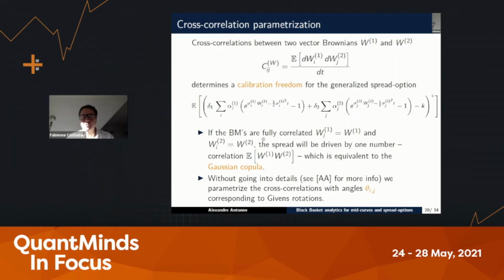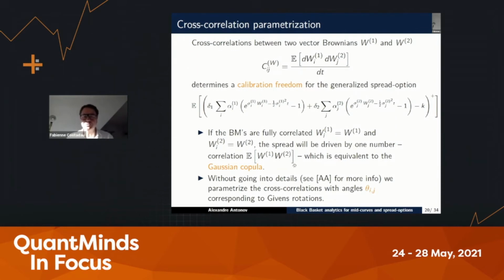If these Brownian motions were fully correlated, such that W2 will be just equal to W1 for all the i's, the spread will be driven by only one number, the correlation between W1 and W2, because they are fully correlated. And this is equivalent to a Gaussian copula.